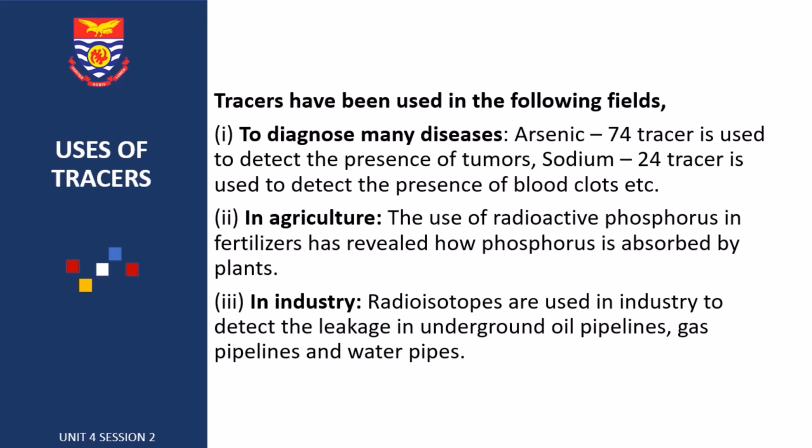Another application of radioactive tracers is the use in the industry. So the radioisotopes are used in the industry to determine leakages in underground oil pipelines, gas pipelines and water pipelines. To do this, a radioactive tracer is injected into the pipe and a radioactive detector is used to monitor the movement of the radioactive tracer. So a point where there are several signals indicates that there is a leakage at that point.